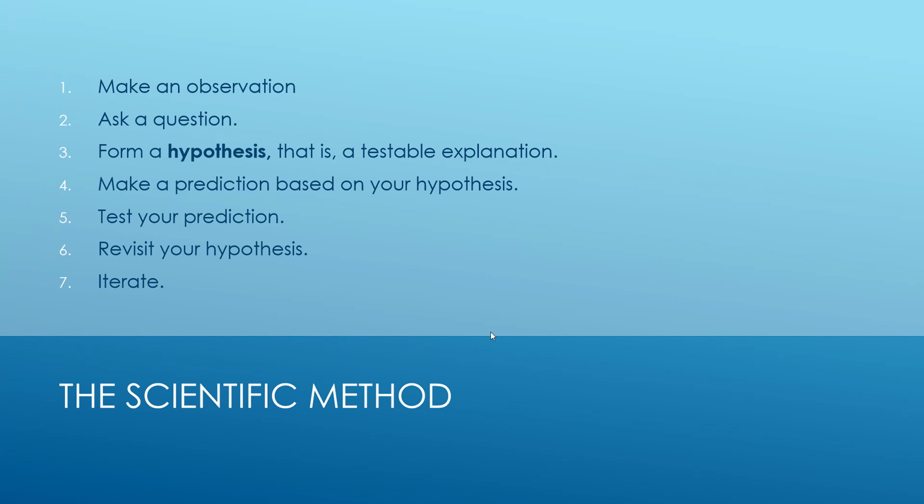So you make a prediction, you do a test, and you make a conclusion. And maybe your conclusion is conclusive, maybe it's not. And in either event, you revisit your hypothesis. Was it right? Was it wrong?